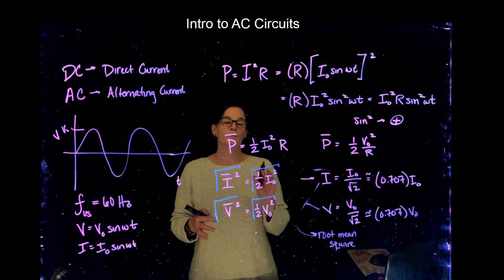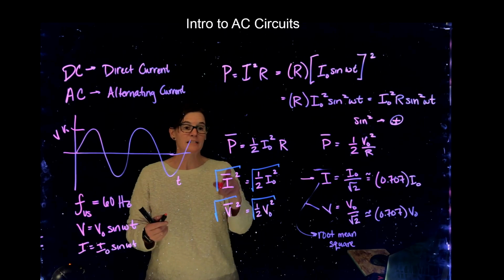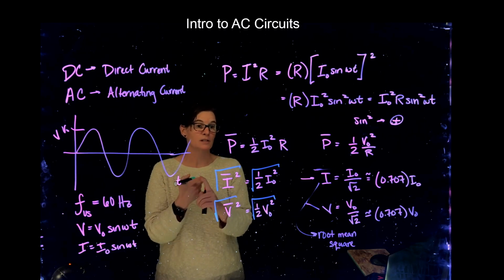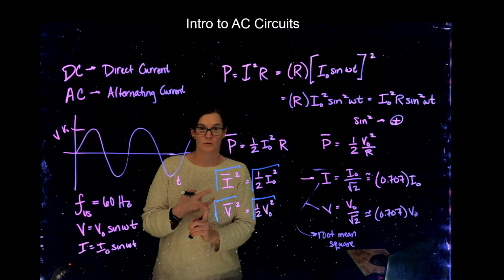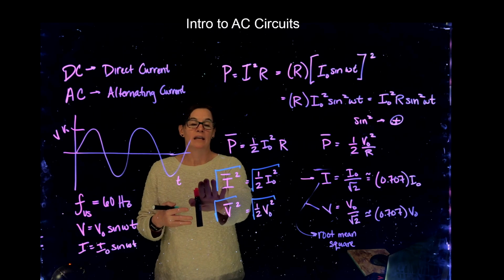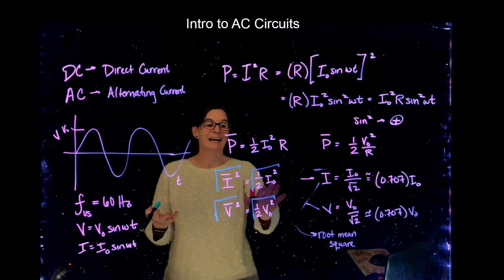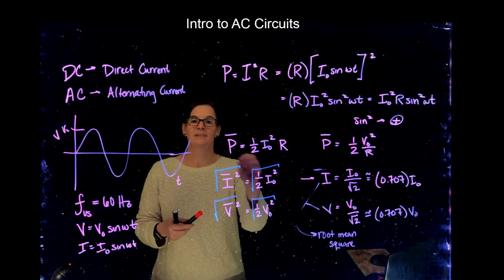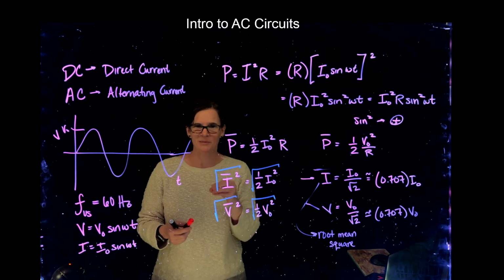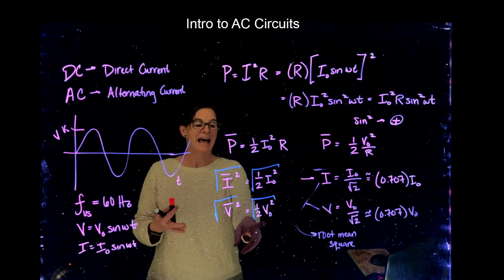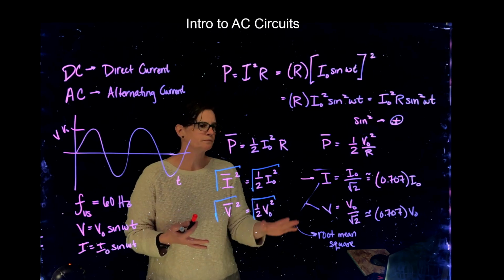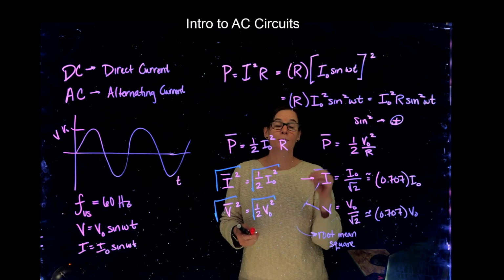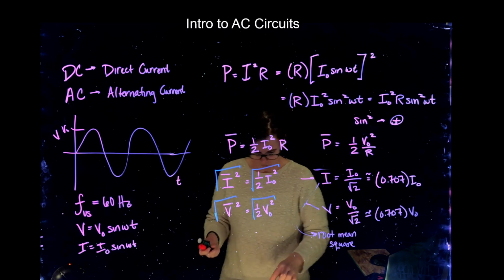Okay? The root mean square. The average, and this is what actually is important for power. We know what's important for power is current squared and voltage squared. The average current squared is half the maximum current squared, and the average voltage squared is half the maximum voltage squared. If I take the square root of both of those, I get what we call the root mean square value.